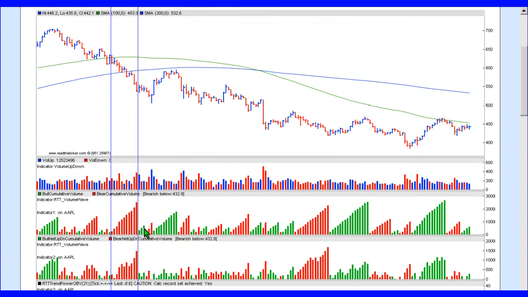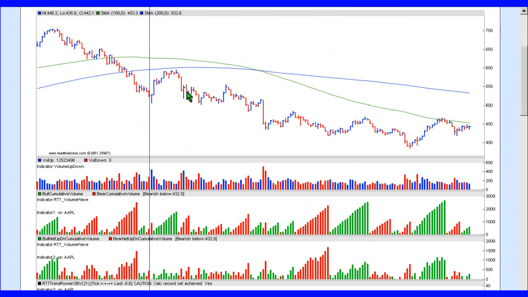So this wave here, as you can see, there was a down volume wave, but on this particular wave there was very aggressive selling. As you can see, the net up and down volume supported the down moves. Everybody was piling in the volume on the down days. There was very little volume on the up days.